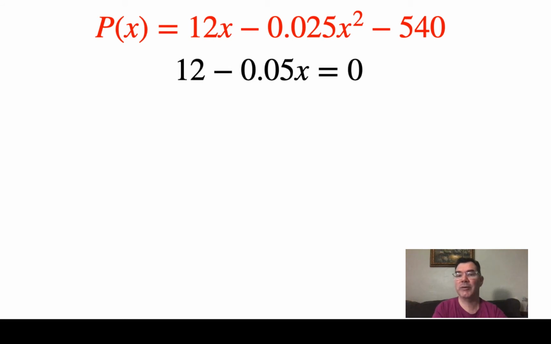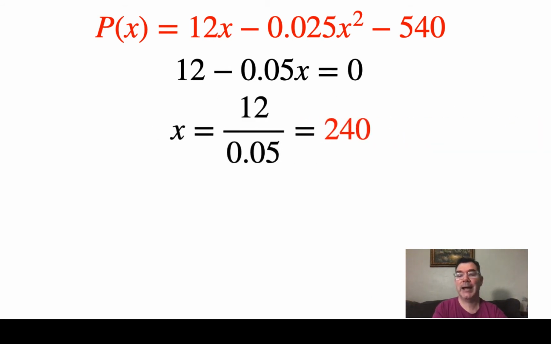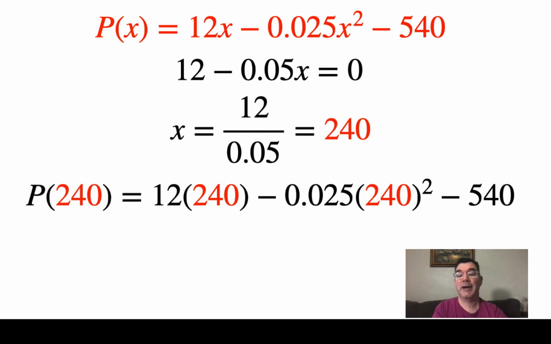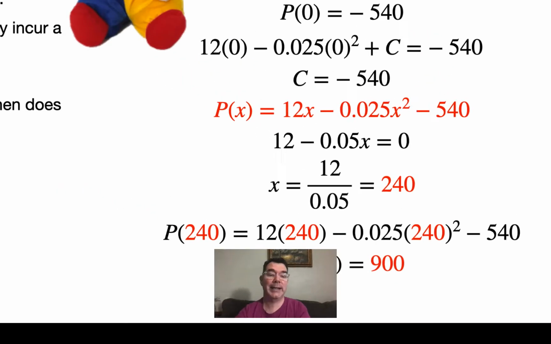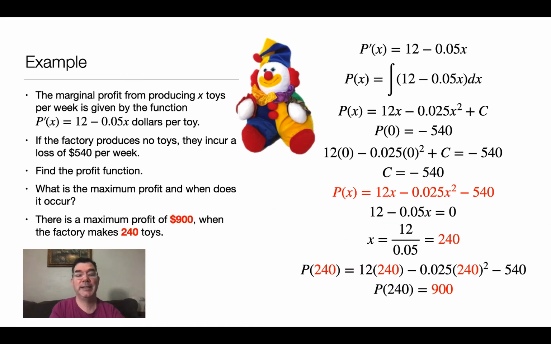I was given the derivative in the question, so if I set that equal to 0, then I get that x will equal 12 over 0.05, which is 240. And if I plug that into my profit function to get the profit when I make 240 toys, I get an answer of 900. So what that means is there's a maximum profit of $900 if I make 240 toys.